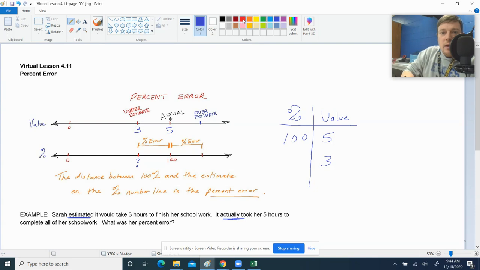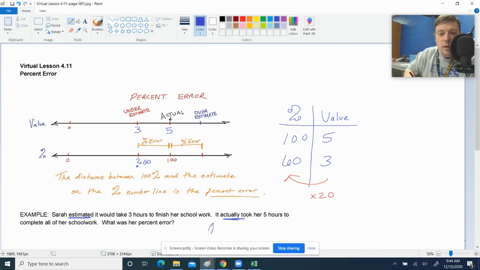Well, just because of quick division, I know that 100 divided by 5 is 20. So this is really just 20 times bigger, right? So 3 times 20 gives me 60. So 5 is 100%. That means 3 would be 60%. This would be 60% here. And the difference between 100 and 60 is a 40% error.